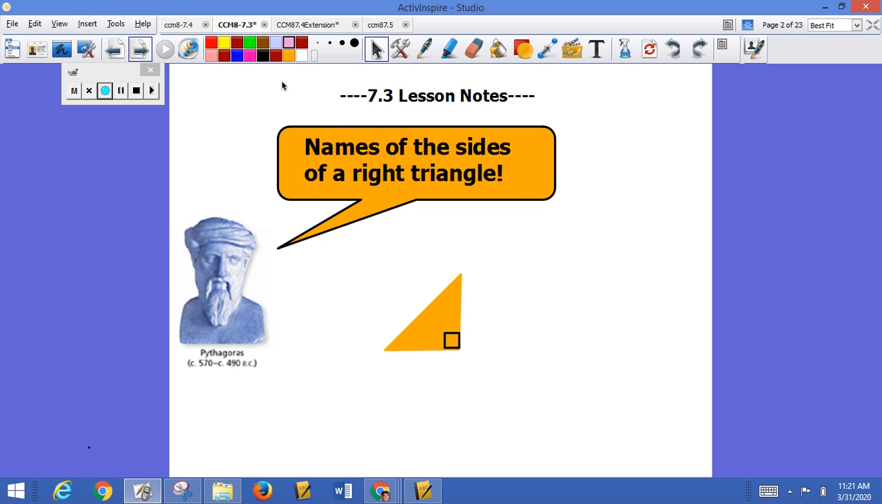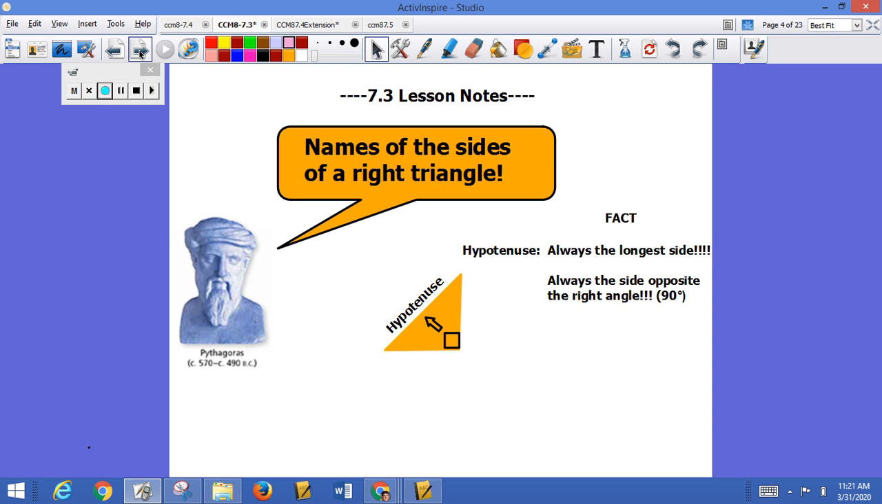Before we get into the actual theorem itself, let's talk about the sides of the triangle. A right triangle has three sides. It has the two legs, and it has a hypotenuse. The hypotenuse is easy to find. It's always the longest side, and it's also opposite of the 90-degree angle. So when you look at a right triangle, whatever side is the longest, that's going to be the hypotenuse. If that's the hypotenuse, that means the other two sides must be the legs.